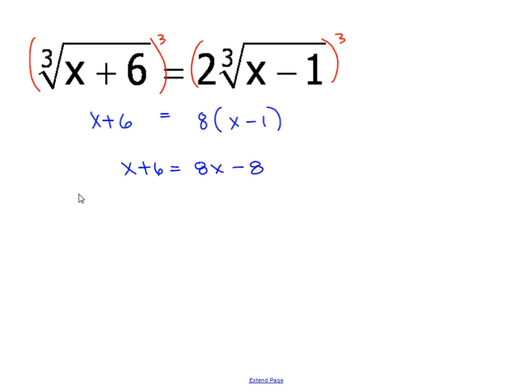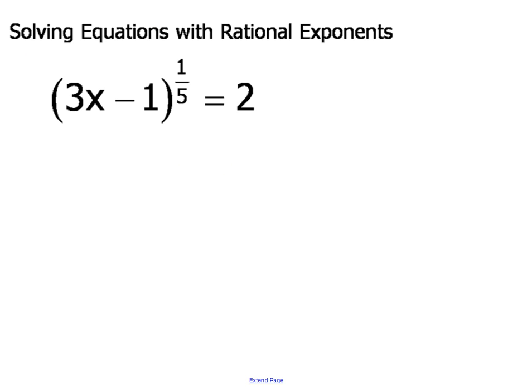I'm going to subtract 8x, so I have negative 7x, because x minus 8x was negative 7x. Subtract 6, so negative 8 minus 6 is negative 14. Then I'm going to divide both sides by negative 7, so x equals positive 2. And now I substitute that back in. When I put 2 in here, I have 2 plus 6 is 8. The cube root of 8 is 2. Over here, 2 minus 1 is 1. The cube root of 1 is 1. 1 times 2 is 2. So I have 2 equals 2, which is true. So x equals 2.